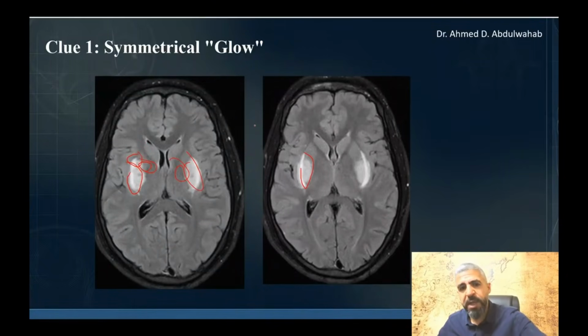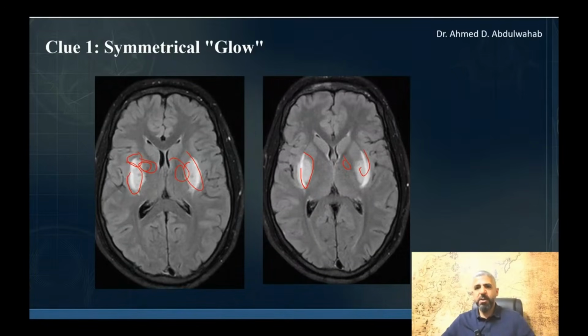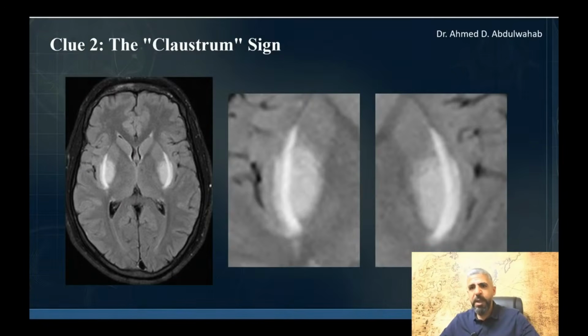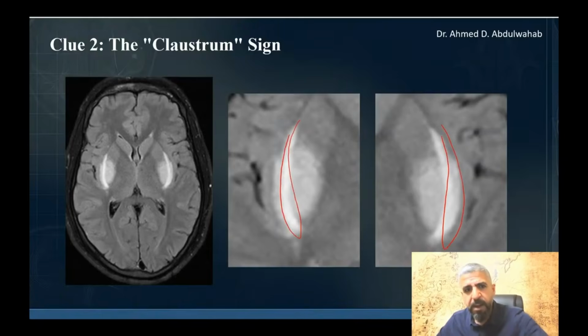Again, putamen, globus pallidus. So, the putamen is glowing. So, the first question, acid or drugs? So, let's see clue number 2. It's called the claustrum sign. Detectives, look at the claustrum, that tiny outer ribbon, here and here. This tiny outer ribbon, it's glowing too.